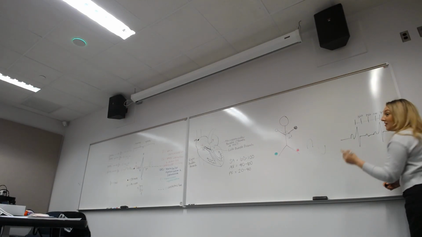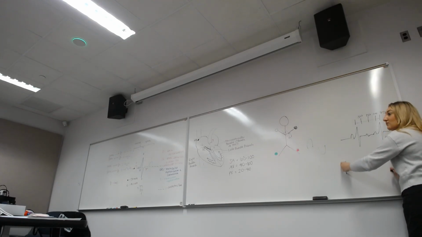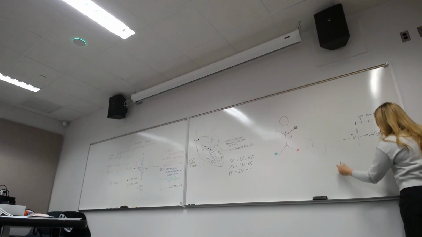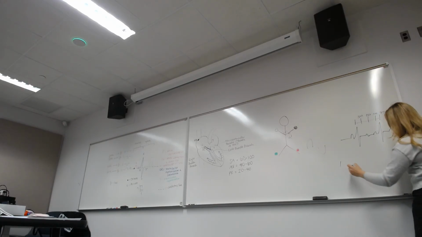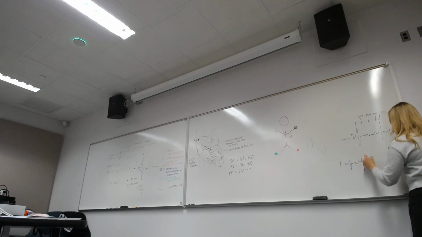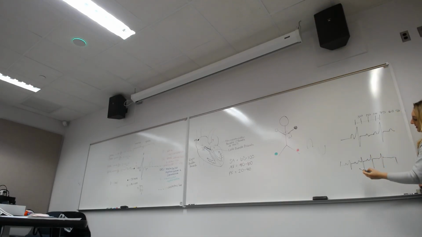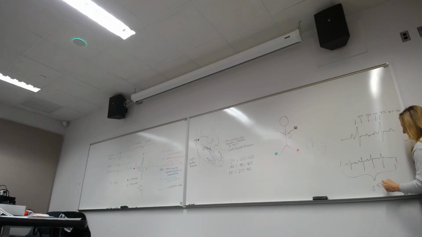The other way to do it is if you have a 6-second rhythm strip. If you know that this is 6 seconds in total, I can count how many beats I have and multiply it by 10. Does that make sense? Everybody got that?